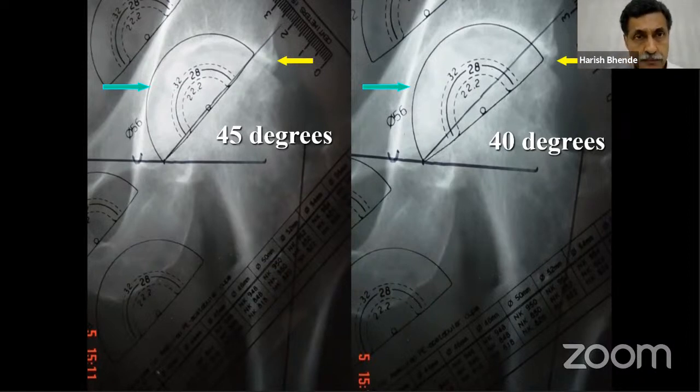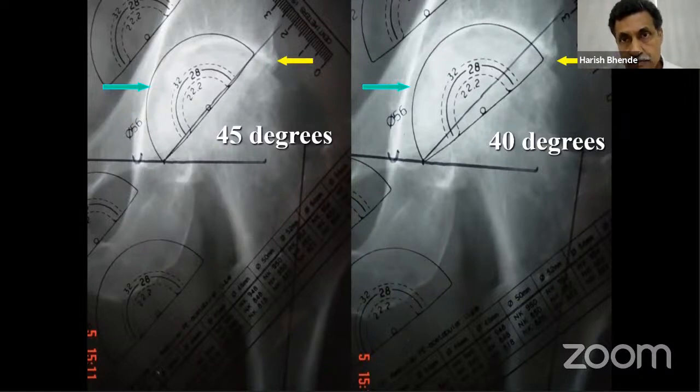Now, if you put the acetabular cup template slightly more close, like at 40 degrees, you can see that the lining of the template and the edge of the acetabulum on bone matches much better. And the edge of the template also comes to the lateral end of your acetabulum.